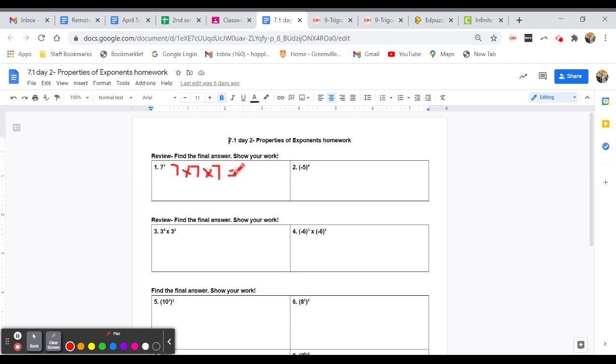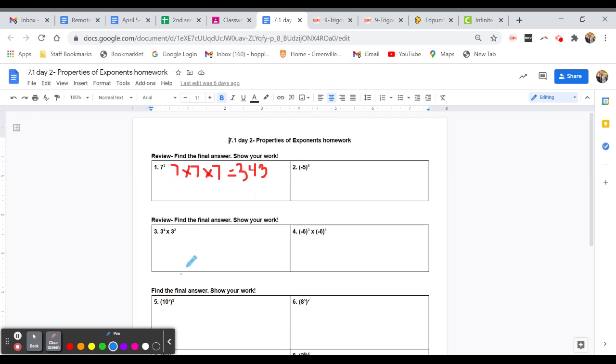So you can use your calculator to either do 7 to the third power or do 7 times 7 times 7, which gives you 343. You'll do the same thing for number 2. Show your work, negative 5 to the fourth power. Just make sure you show your work just like right here.